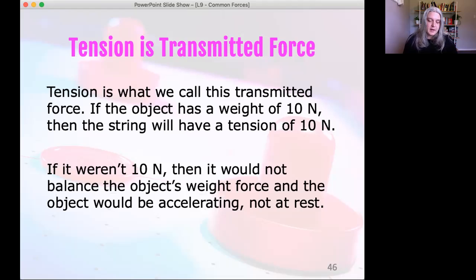One of the problems we're going to look at in lesson 10, in the next lesson, is going to deal a little bit more with tension, and it's actually going to introduce pulleys, which I haven't talked about in this lecture, but we'll talk about those in that lesson.